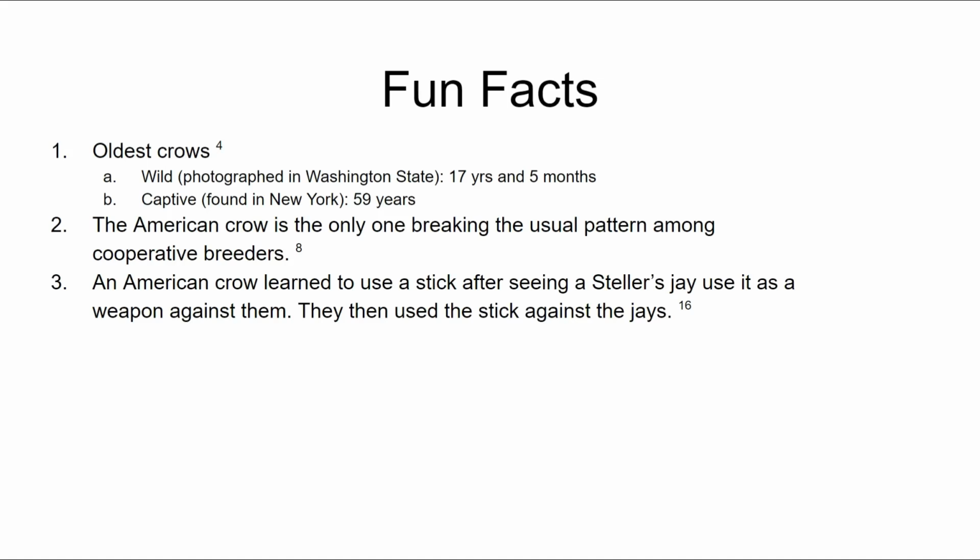Second, the American crow is the only one that breaks off from the usual pattern among cooperative breeders. An American crow leaves his family turf and joins a communal roost at night during winter. Third, an American crow learned to use a stick as a weapon after seeing the stick used against it by a Steller's jay. They determined how to use an object by watching another creature use it.